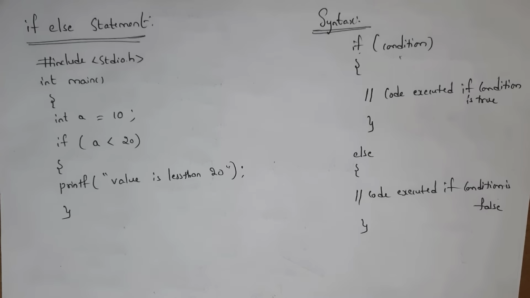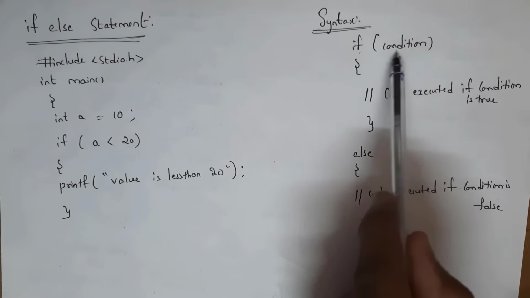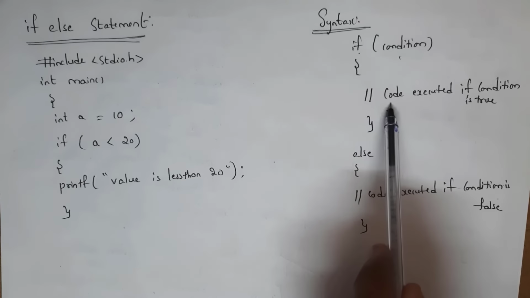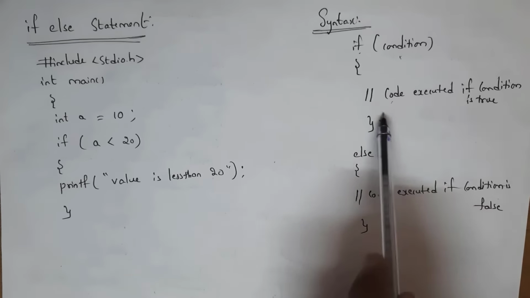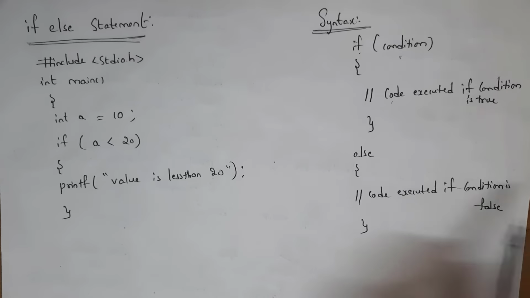If condition is true, then whatever the code that is present inside if will be executed. If condition is false, then whatever the code that is present inside else will be executed. This is syntax. Here you need to write if and you need to give condition. If this condition is true, then whatever the code that is present inside if will be executed. Or if condition is false, whatever the code that is present inside else will be executed.